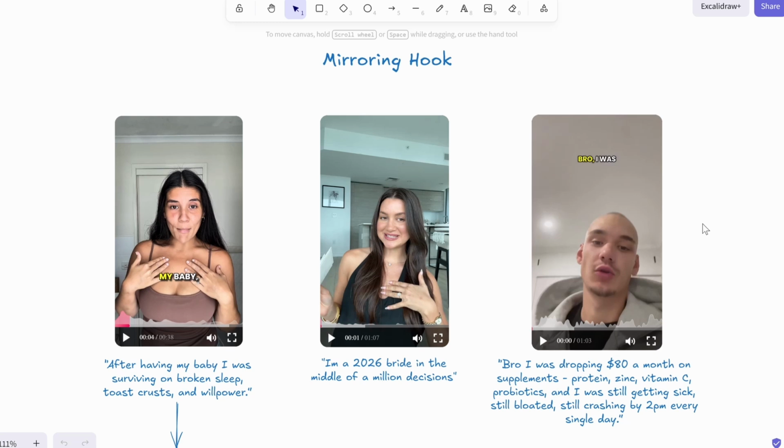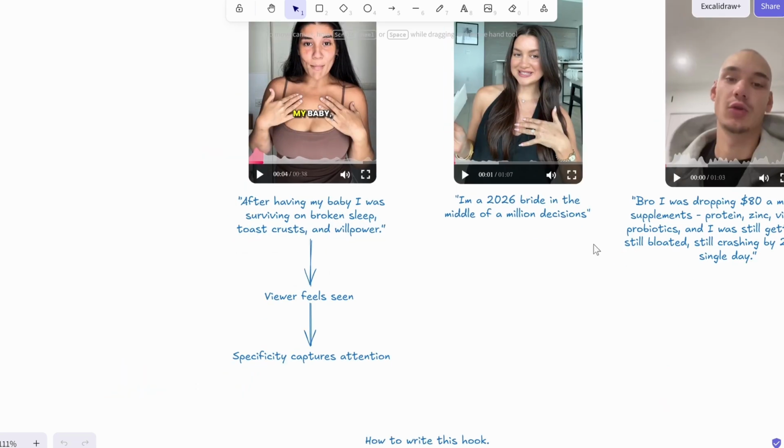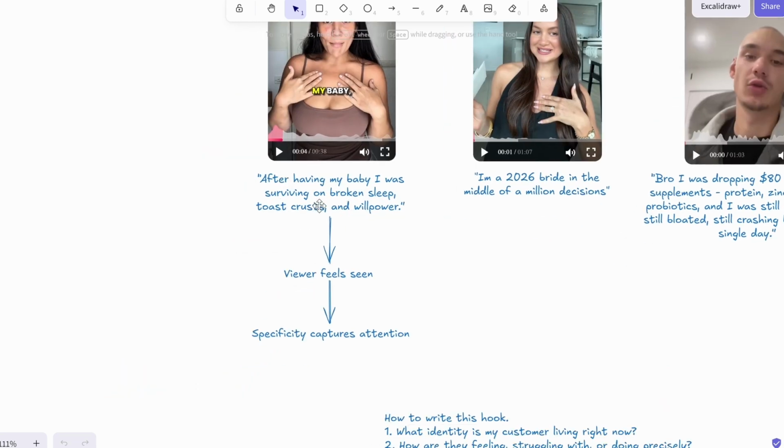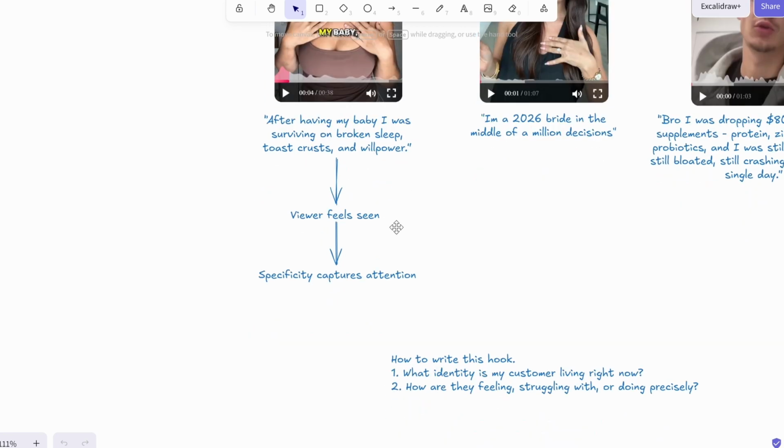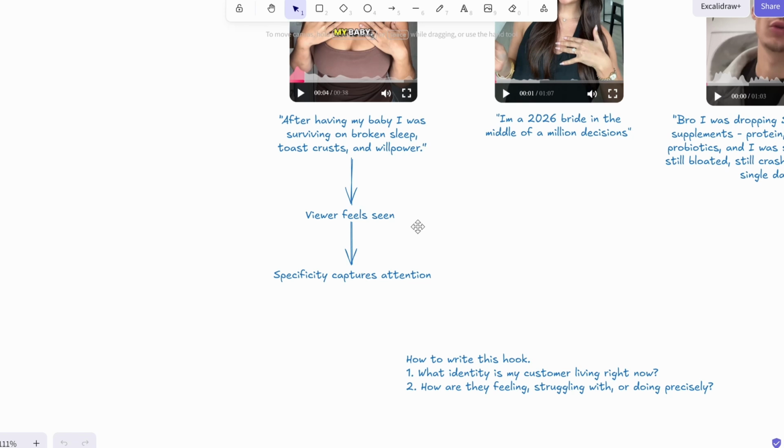Let's look at these examples. After having my baby, I was surviving on broken sleep, toast crust, and willpower. When a mom hears that, she doesn't just relate to it, she feels seen, and that's the difference. Relatability is I understand you. Feeling seen is this person is me. That's a much stronger emotional trigger which captures attention.